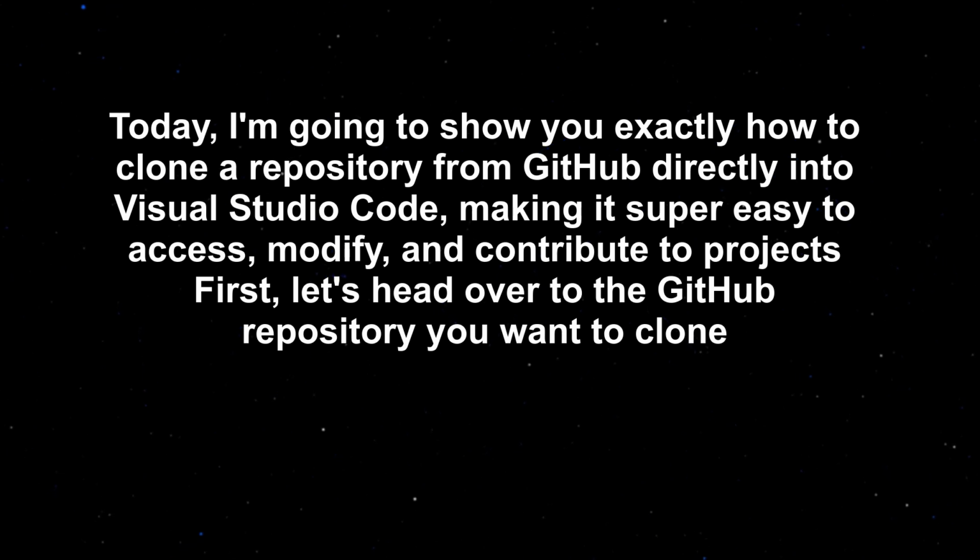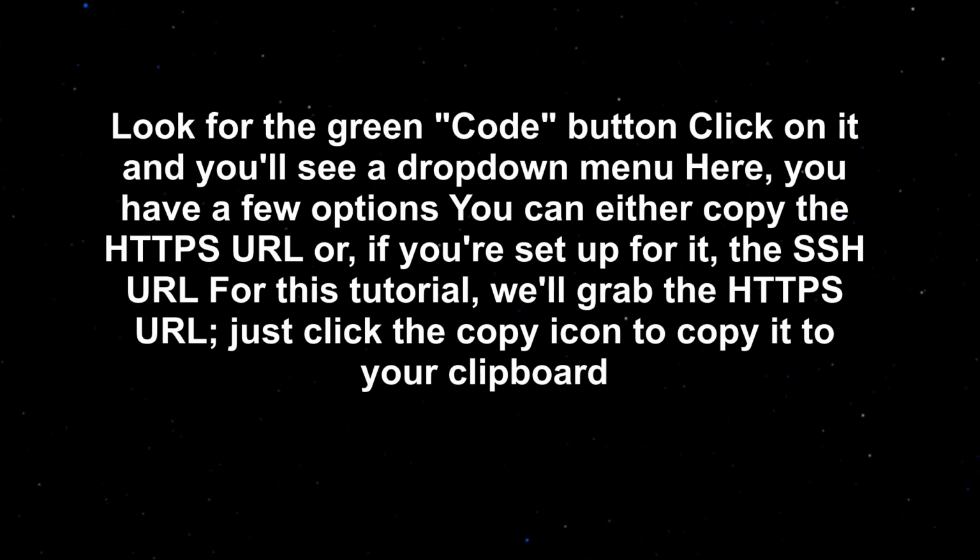First, let's head over to the GitHub repository you want to clone. Look for the green code button, click on it, and you'll see a drop-down menu here. You have a few options. You can either copy the HTTPS URL, or, if you're set up for it, the SSH URL. For this tutorial, we'll grab the HTTPS URL. Just click the copy icon to copy to your clipboard.